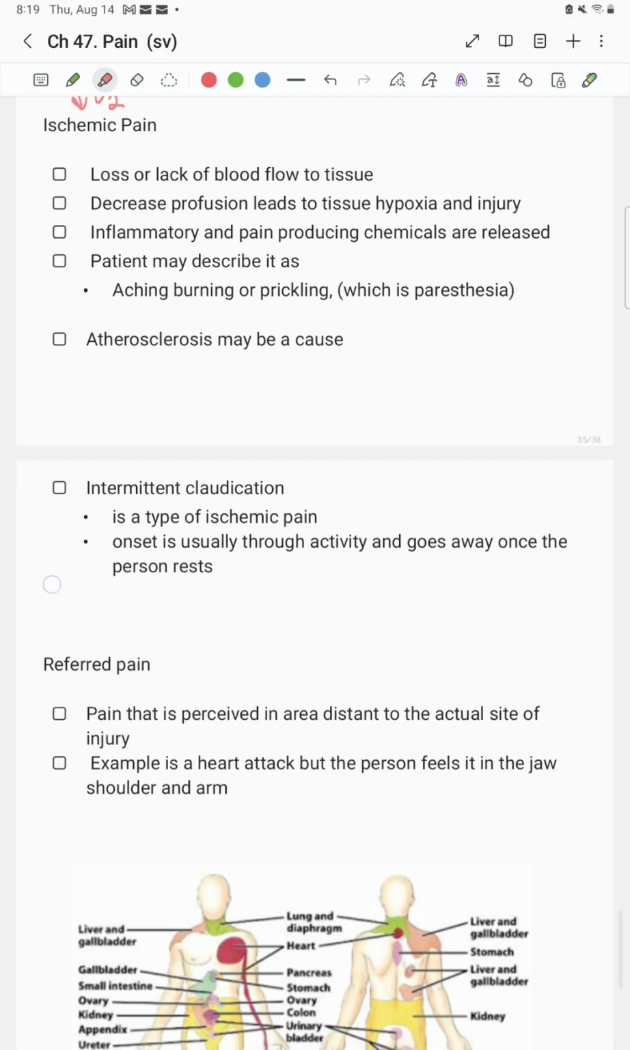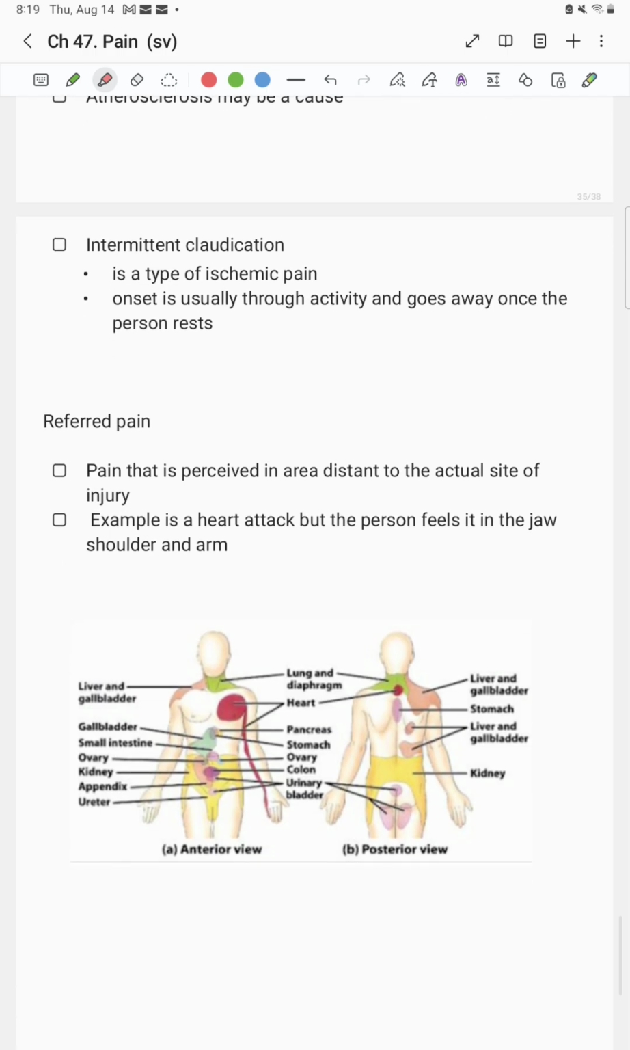Intermittent claudication is a type of ischemic pain. An example where this is commonly found is in the gastrocnemius, or the calf muscle. And what actually causes this pain is exercise. So, for example, running. The onset is through activity and usually goes away once the person stops the activity.